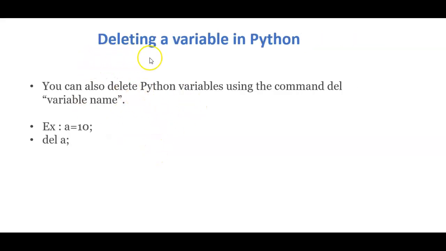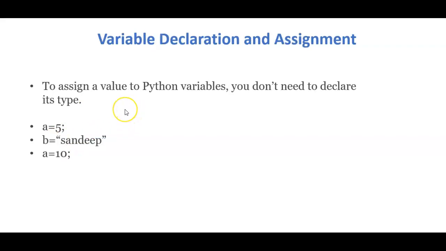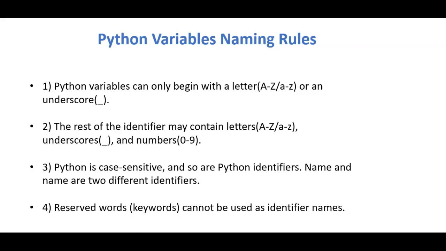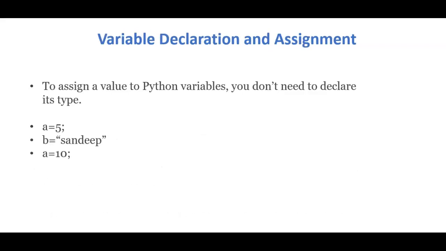And the fourth one is deleting a variable in Python. How do we delete a variable in Python? We can delete Python variables using the del keyword. For example, A equal to 10: this is how we create a variable, and this is how we delete it. Just say del A, and this will delete the variable. So hope you understand how to create variables, what the different variable naming rules are, how we assign values, how we do reassignment, and how we delete.